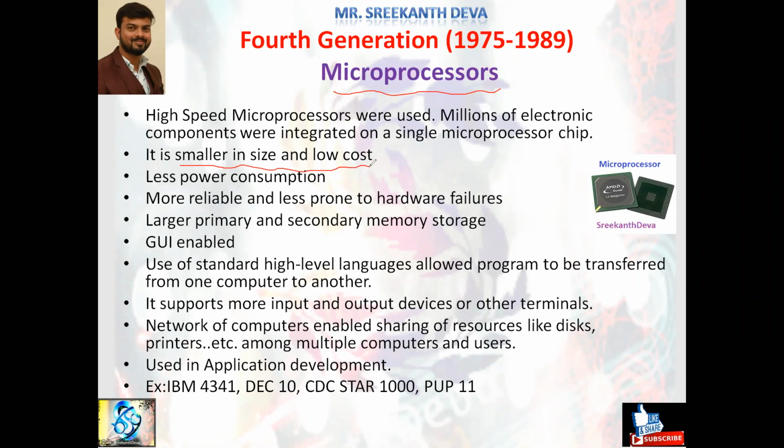They had faster and larger primary and secondary storage as compared to third generation computers. Here it's going to be improved primary memory as well as secondary storage memories. They had faster and larger primary and secondary storages.